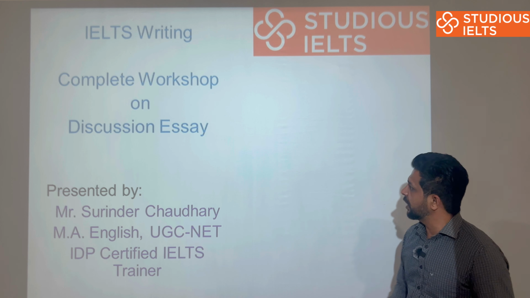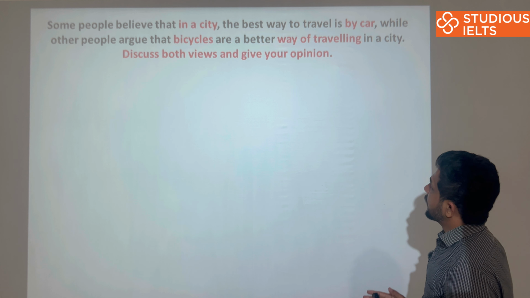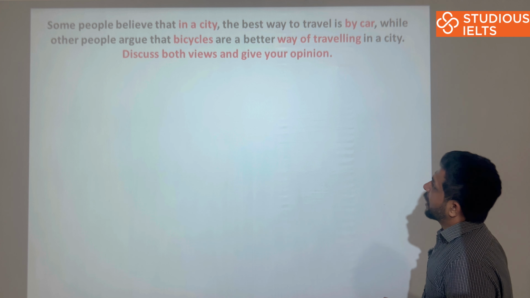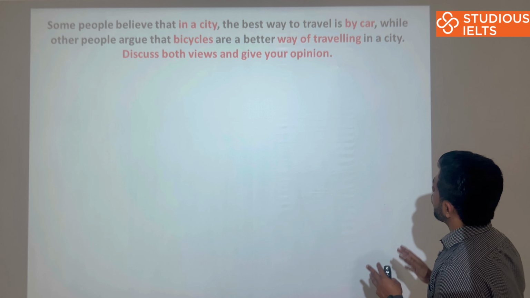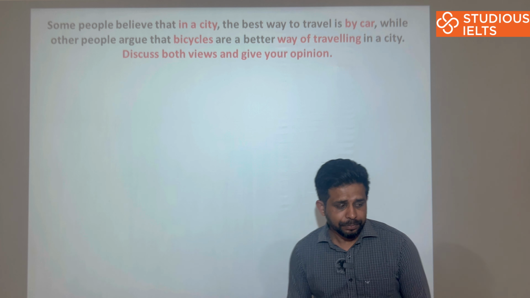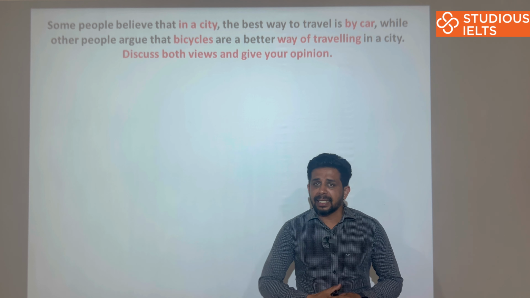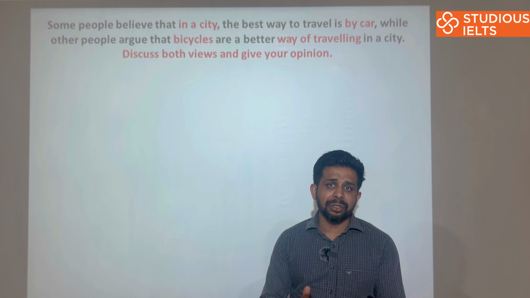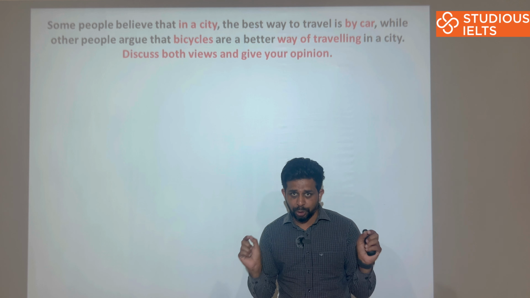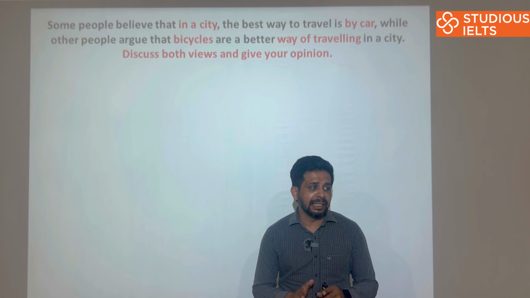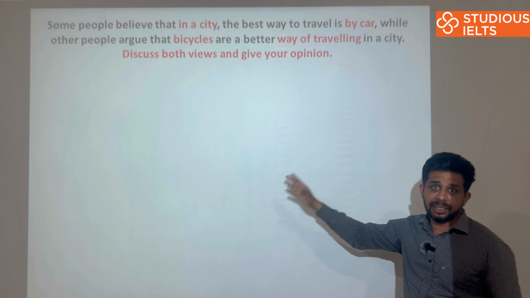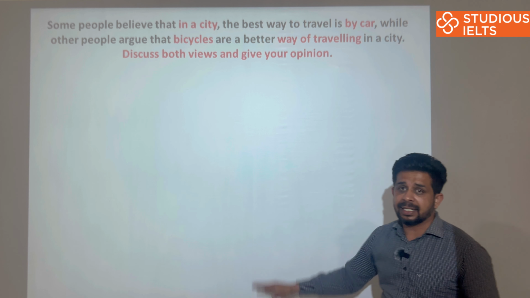The question says, some people believe that in a city, the best way to travel is by car, while other people argue that bicycles are the best way of traveling in a city. What would they ask in discussion essays? They will have two different points of view of a single idea, right? And they will ask you to discuss both these points of view and give your own opinion. So this is how we actually encounter the question that is put under the discussion essay category.